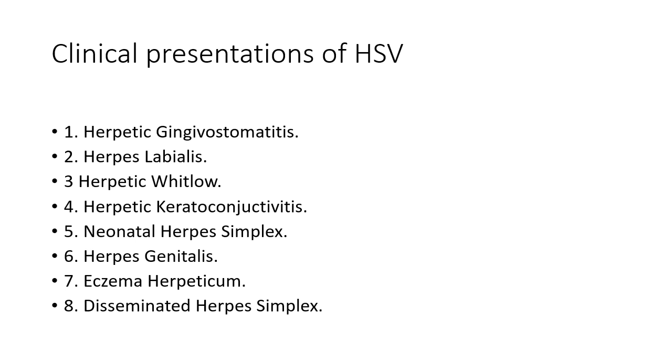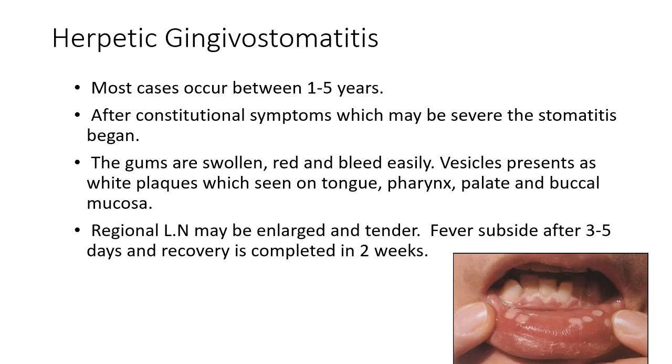Herpetic gingivostomatitis. Most cases occur between 1 to 5 years. After constitutional symptoms, which may be severe, the stomatitis begins. The gums are swollen, red, and they bleed easily. Vesicles present as white plaques, which are seen on the tongue, pharynx, palate, and buccal mucosa. As you can see in the picture, there are white plaques on the buccal mucosa. Then regional lymph nodes may be enlarged and tender. Fever subsides after 3 to 5 days and recovery is completed within 2 weeks.